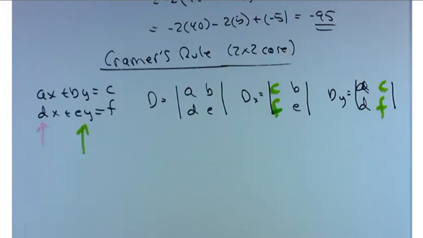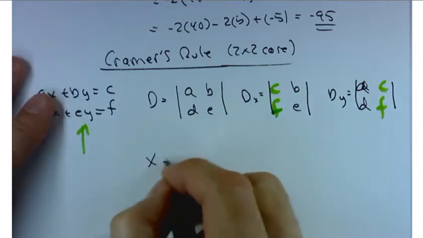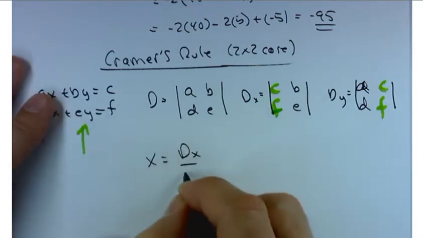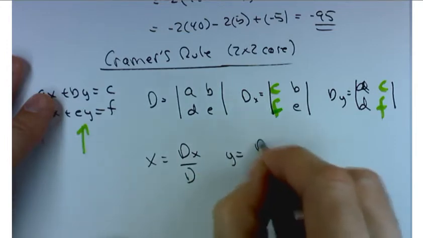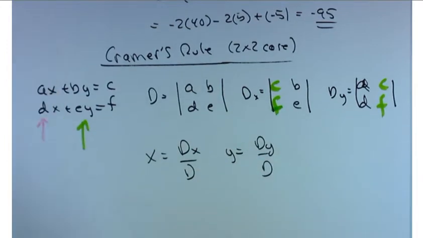Now that in and of itself is not your solution. There's still one last little step here. And that is x equals Dx over D and y equals Dy over D. So to actually get x and y, we need to go a little bit further. So it's all mechanical. It's mostly plug and chug. I mean, there's obviously a little bit of thought that goes into it in terms of calculating some of these numbers, but it's a lot of plug and chug. Let's practice with an example.